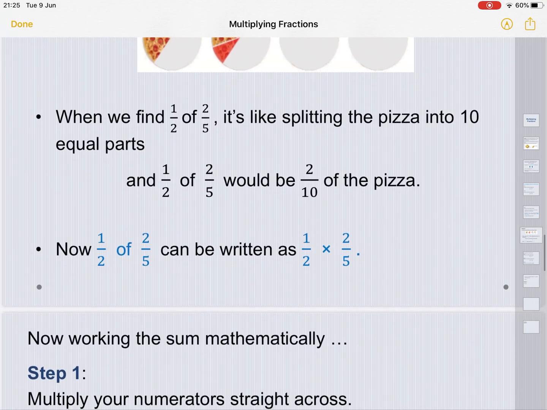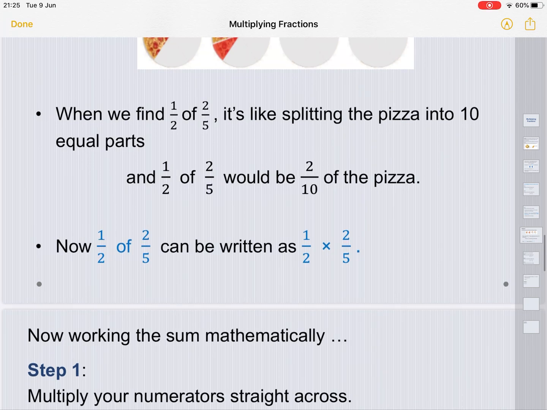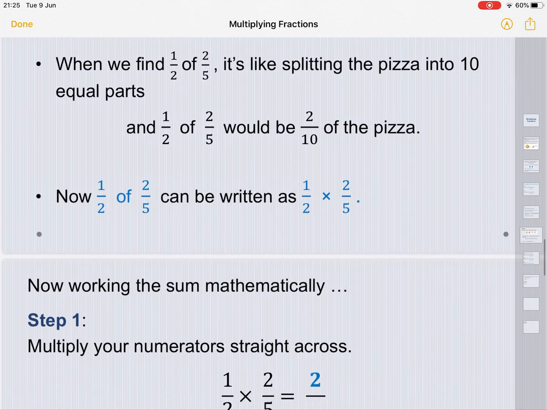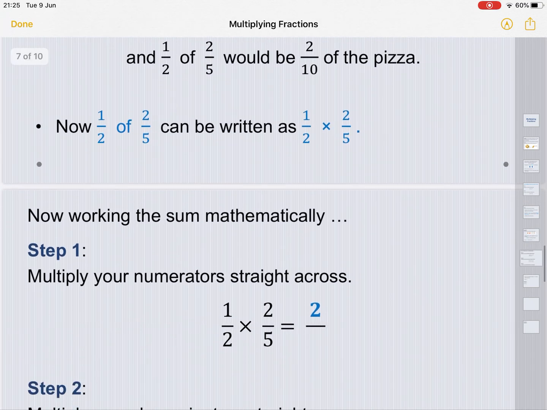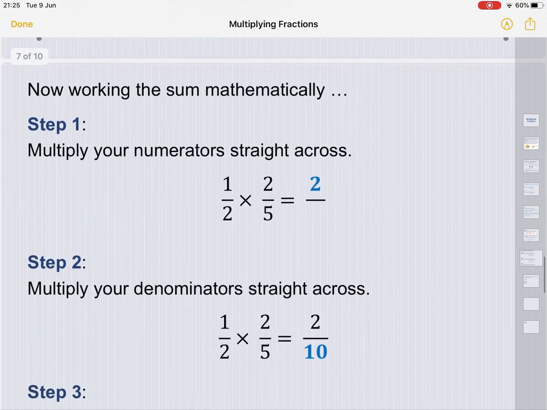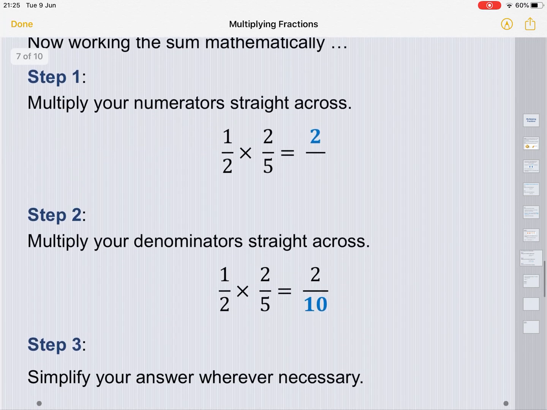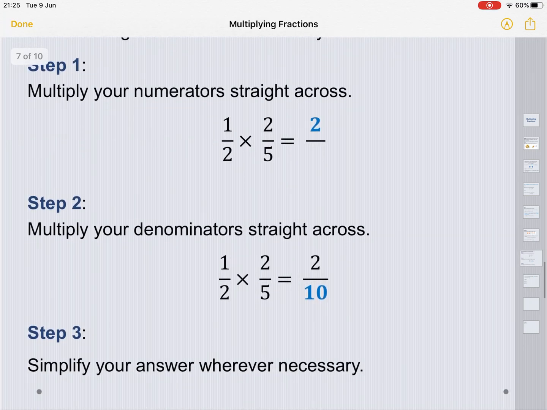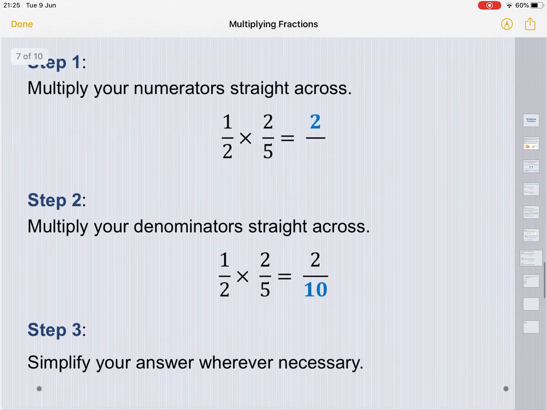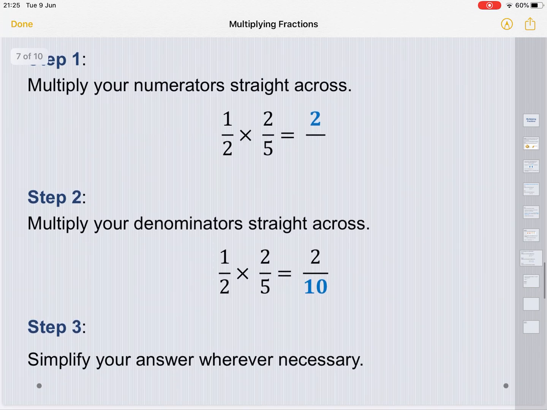So half of 2/5 can be written as 1/2, and instead of "of" we write times 2/5. Now let's work the sum mathematically. Step 1: we multiply our numerators straight across. The numerators are 1 and 2, so 1 times 2 is 2, boys. Step 2: we multiply our denominators straight across. The denominators are 2 and 5, so 2 times 5 equals 10.